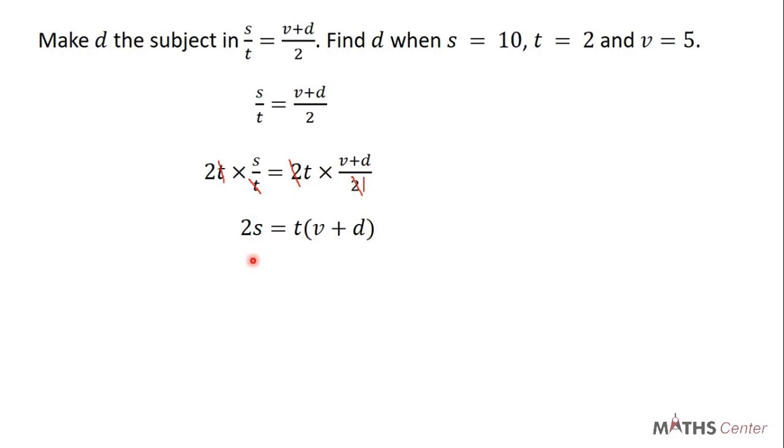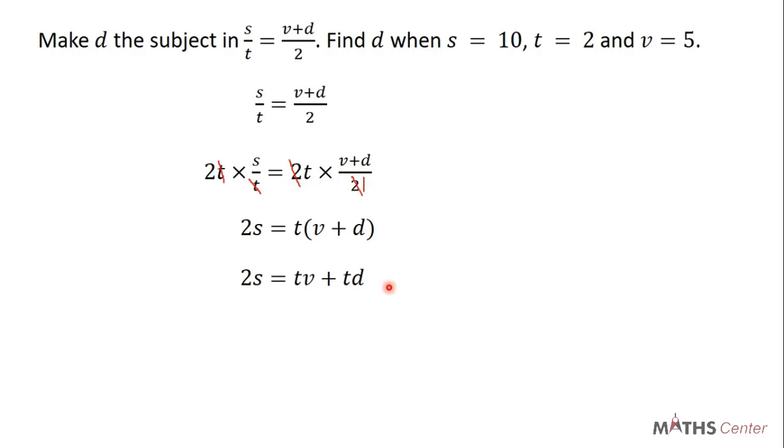Then you move on. We open the brackets, just as we did when we were solving linear equations. So you open the bracket. 2x is equal to t times v, which will give us tv, plus t times d, which will give us td. Okay, the question said we should make d the subject.